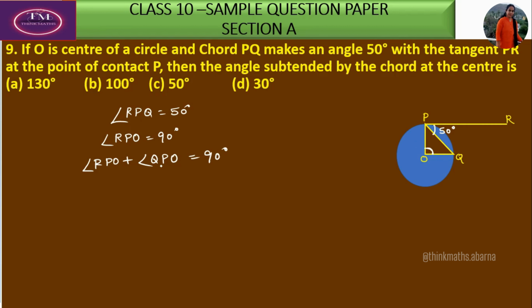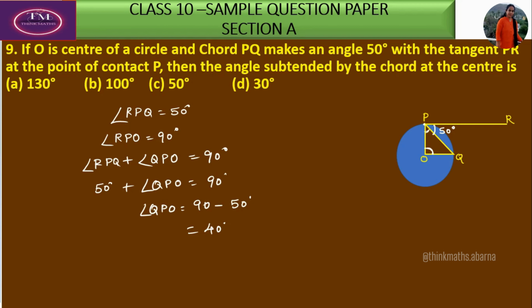Already we know that RPQ is 50 degree. So 50 degree plus angle QPO is equal to 90 degree. So angle QPO will be equal to 90 degree minus 50. So 90 minus 50 is 40 degree. This means the angle QPO is 40 degree.